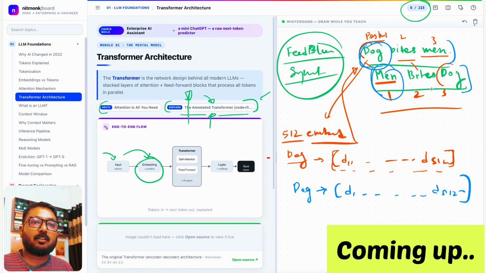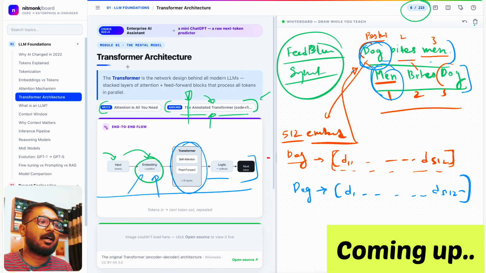Here man is biting the dog. Here dog is biting the man. So that's what happens in embeddings and positioning. And then self-attention, when we try to understand each and every word, and feed forward happens with multiple layers. And then logits get applied, and then we generate the next token. And this is how the transformer architecture works.